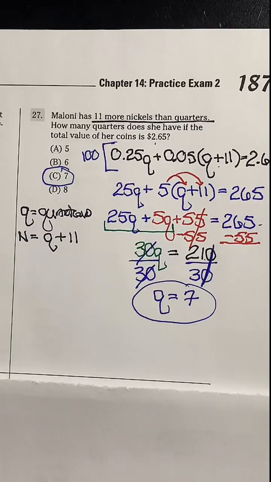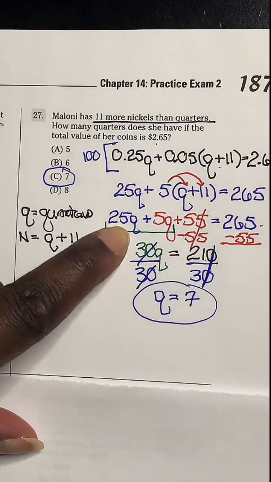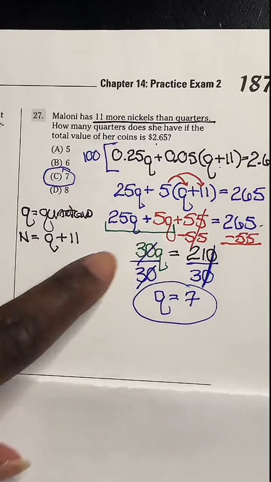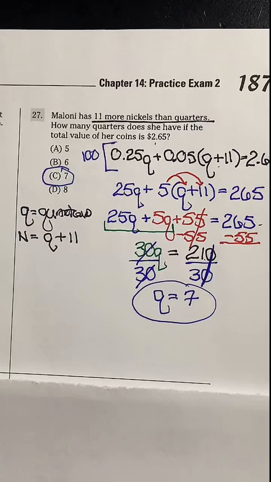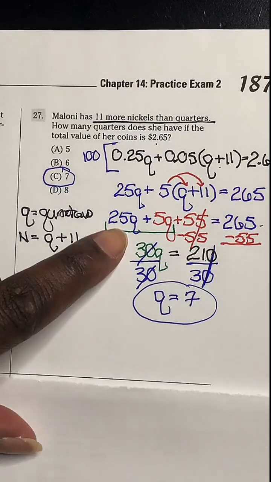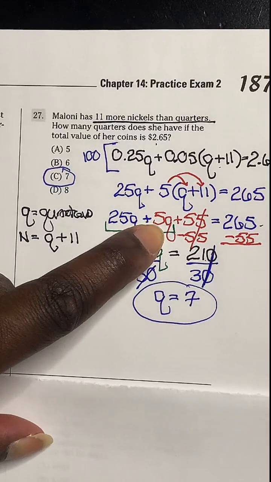Yep, so the total value was $2.35. Okay. All right. Where did the 30 come from? The 25 plus the 5.